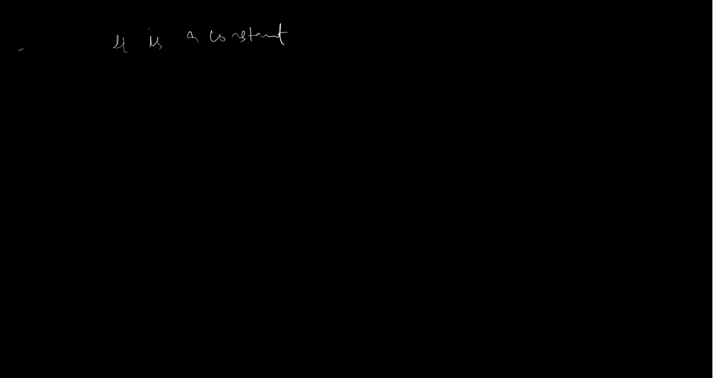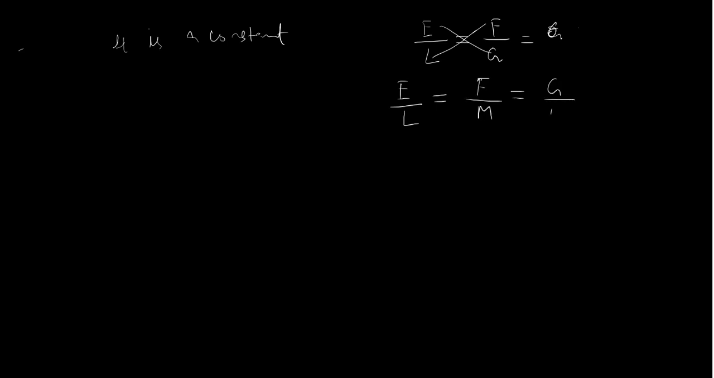Now, we had reached a stage where we showed that mu is a constant with respect to u and v, and we had a situation like E by L is equal to F by M is equal to G by N. This was our condition, and we let it be equal to 1 by mu. And we showed that under these conditions, mu must be a constant.